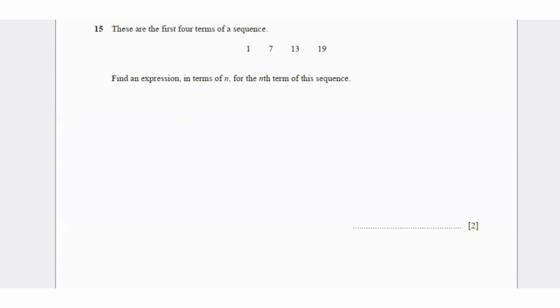Next question says these are the first four terms of a sequence: 1, 7, 13, 19. Find an expression in terms of n for the nth term of the sequence. So if you notice, 1 turns into 7 by adding 6. 7 turns into 13 by adding 6, and 13 turns into 19 by adding 6 as well. So if there's a common difference, like a common number being added or subtracted, what you do is you always multiply that number by the n variable, which is going to be 6n over here.